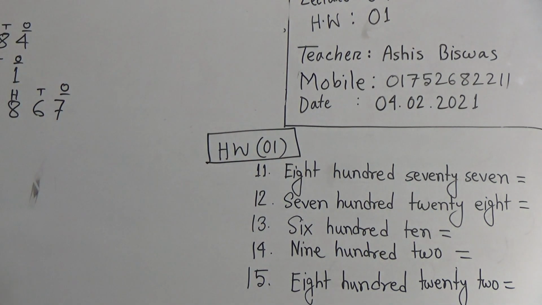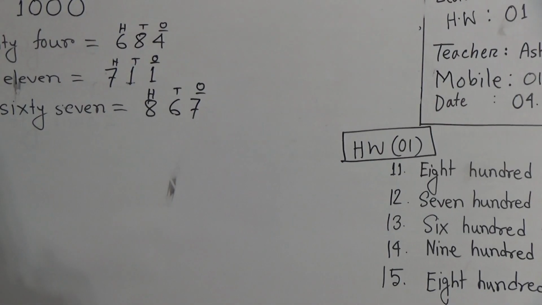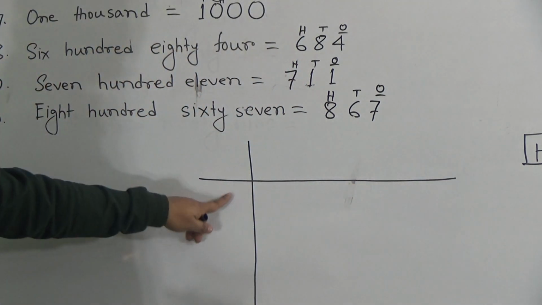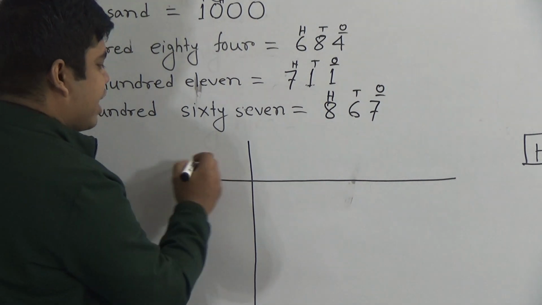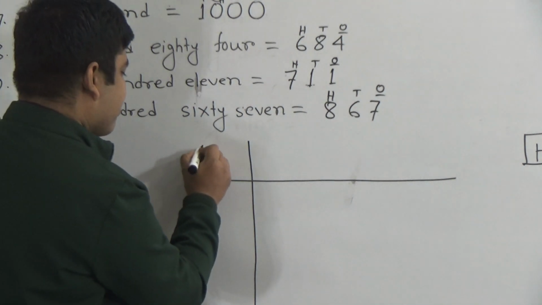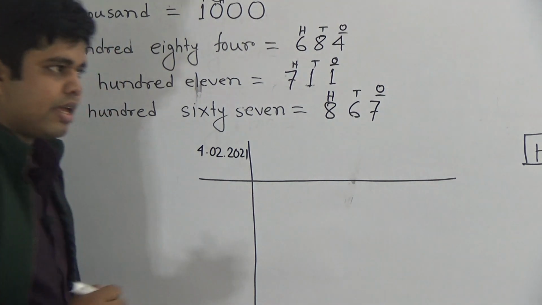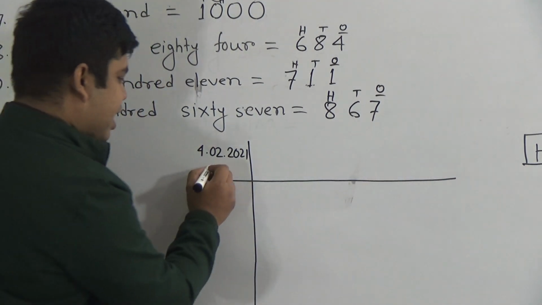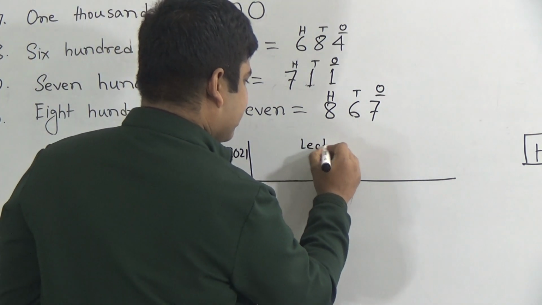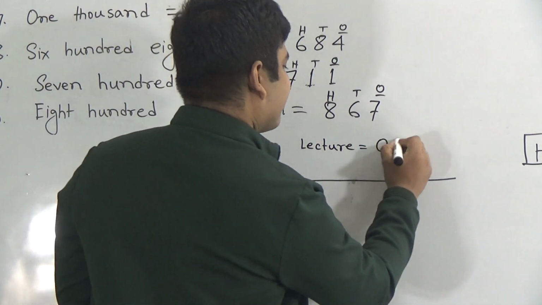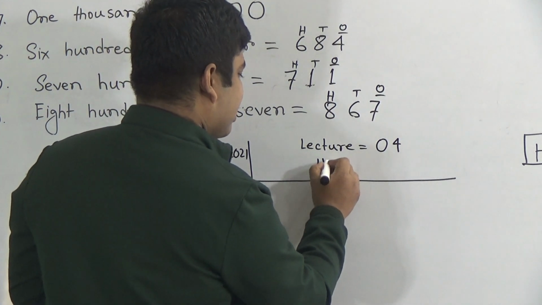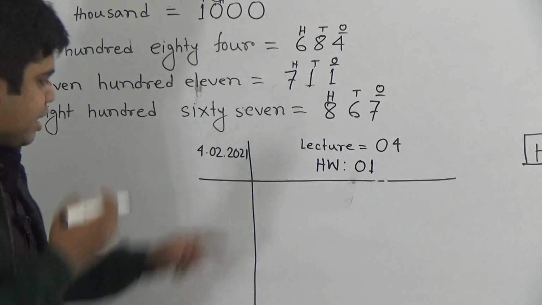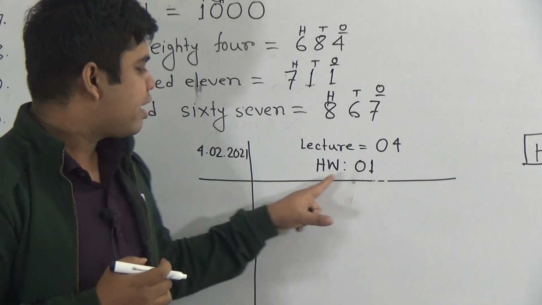Now please notice the board. How can you write your SW in your SW copy? Suppose this is your SW copy. In this section you write the date. Today's date is 4/2/2021. In this section you write the date, or you can write the date in that section also. After that here you write lecture. Which lecture number? Lecture number 4. Then in this section you write SW. You must give the SW number. Which number? SW number 1. I repeat, here you write the date, here you write the lecture number, here you write the SW number.